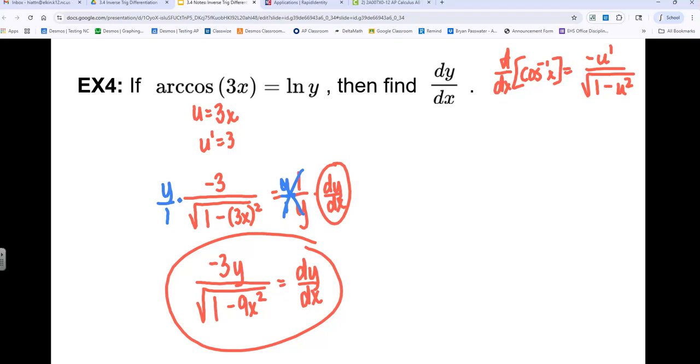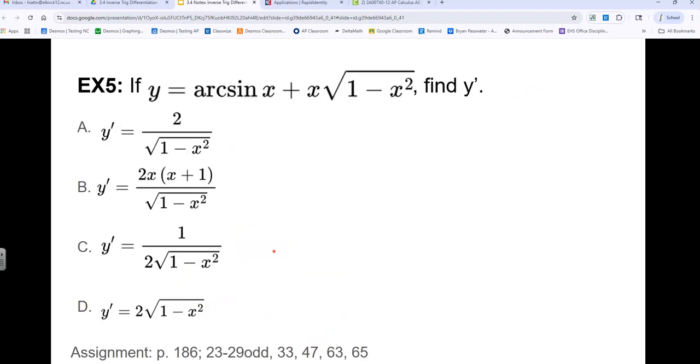So it is just adding one more complication that can happen with implicit differentiation, right? It's the same process as what we've done, just adding that one more thing to it. All right, we got one more to do. This will be our worst one.